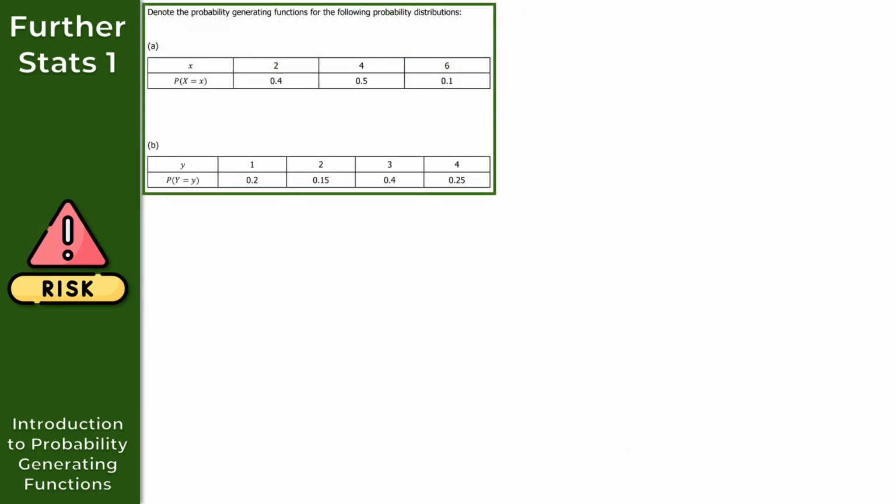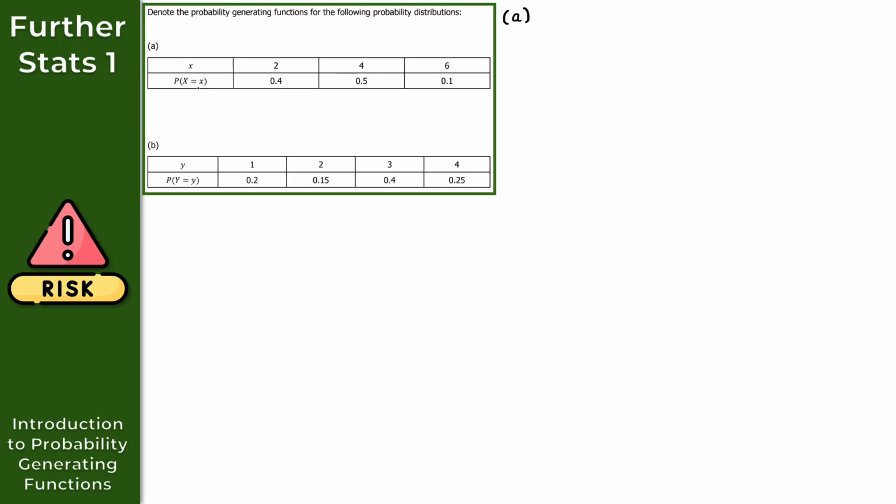Now for question 1, it just asks us to denote the probability generating functions for the following probability distributions. And as we can see for this question here, we've got two probability distributions, one in part A and one in part B, both of which are in the form of a table. So let's begin then with part A here.